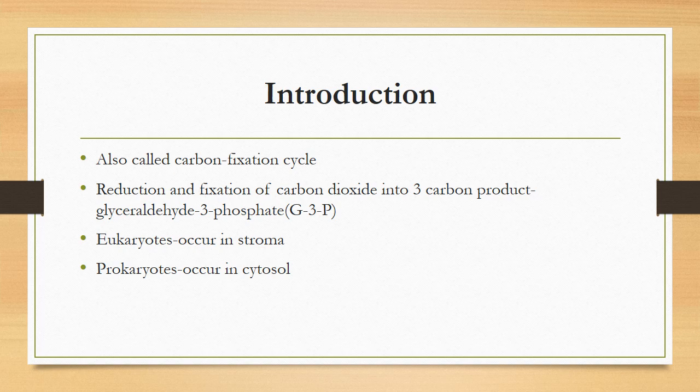glyceraldehyde 3 phosphate. So what happens in this, carbon dioxide is fixed. It is usually fixed by photosynthetic plants, it can be either eukaryotes or prokaryotes, into a 3 carbon product, that is glyceraldehyde 3 phosphate.